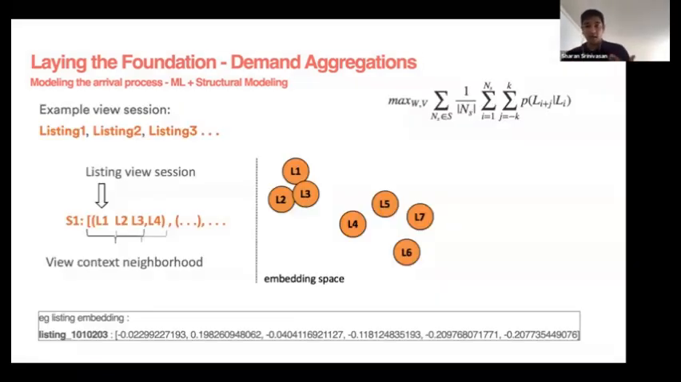With these in mind, how do we go about clustering these listings? I'm not going to go into too much of the technical details of it, but I'd like to share some general intuition in the interest of time.